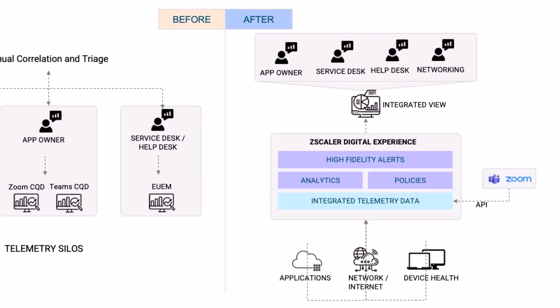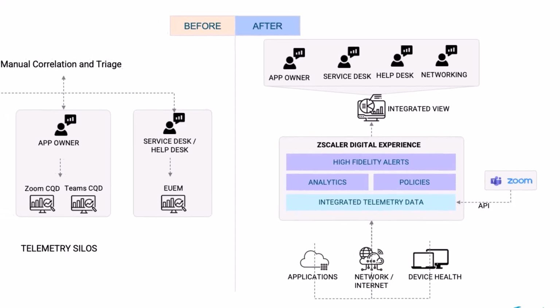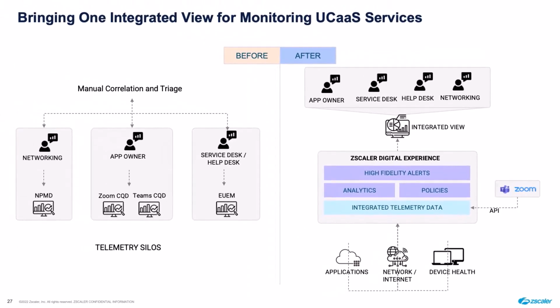With ZDX, we are bringing in the application-level telemetry by integrating with the APIs and getting the call quality information in the same view where we are getting user application and device context. This gives you high-fidelity alerts. You don't need to look at 5 different tools. All telemetry data that you care for the end-user perspective, it's in one place, in ZDX.